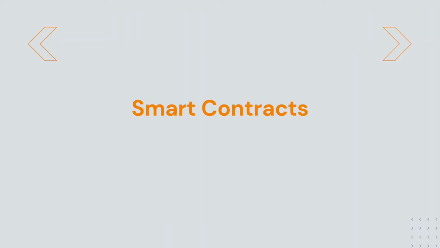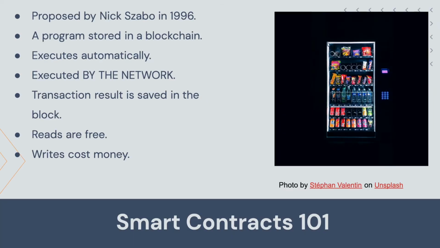So now we come to the next part, which is what I told you was a big deal. These are the smart contracts. This concept actually predates blockchain. It was proposed in a white paper by Nick Szabo in 1996.